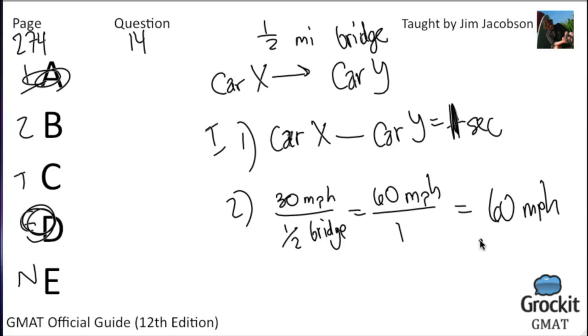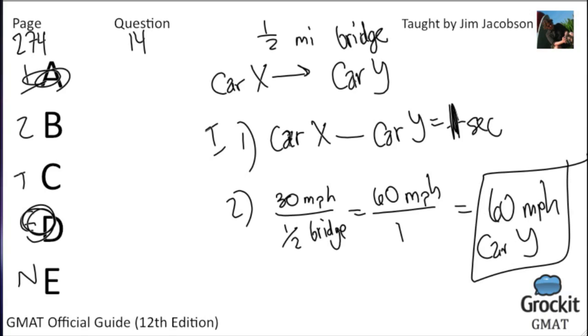So we know that this is car Y's speed, 60 miles per hour, but we don't know how fast car X is going. So we don't have that. Statement B is also insufficient, so we can cross off B. We are left with C and E.